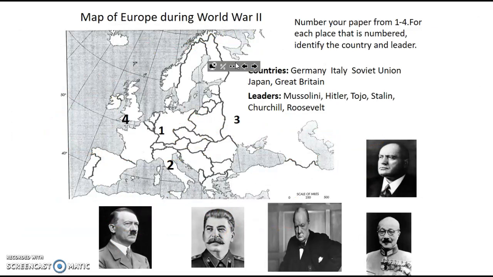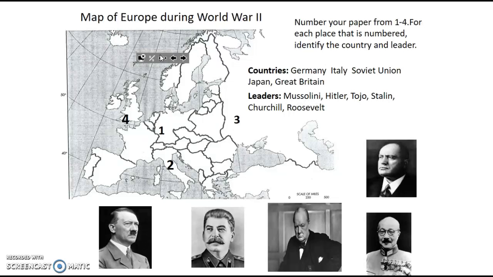This right here is the third exercise of this map review of Europe during World War II, and it asks you to number your paper from 1 to 4. For each place that is numbered, identify the country and leader. So all you're doing is matching the picture of the leader to the country. The countries I've given you are Germany, Italy, Soviet Union, Japan, Great Britain. The leaders are Mussolini, Hitler, Tojo, Stalin, Churchill, and Roosevelt.